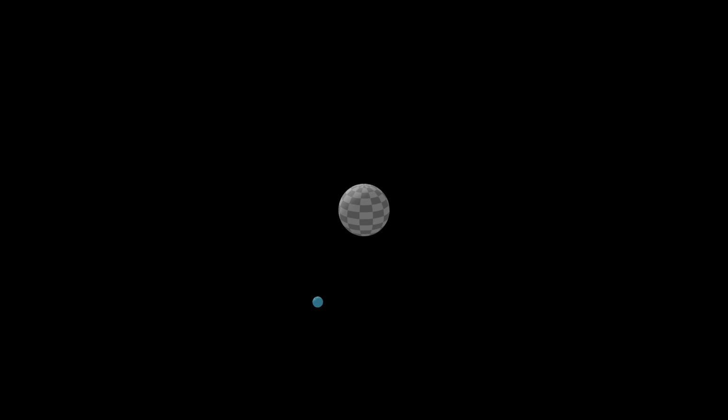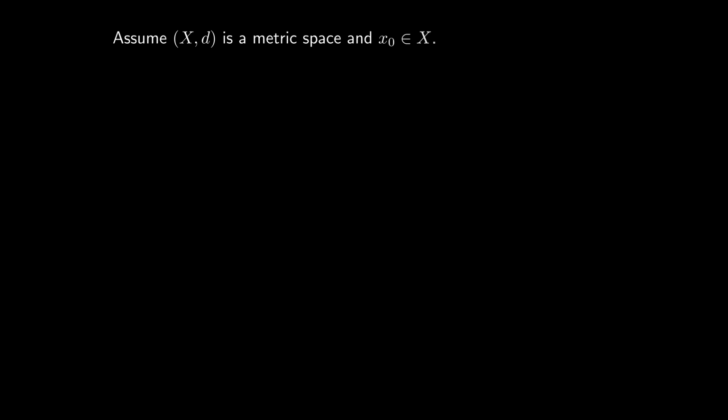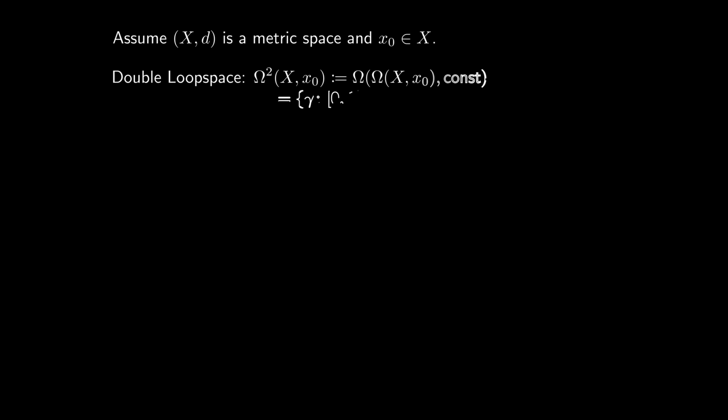The animations we've been thinking about are loops of loops, so let's try writing that down. I'll still assume X is a metric space for convenience with some base point x naught. Then remember we had the loop space omega of X comma x naught, which was itself a metric space. So let's do it again. Take the loop space of the loop space. So that'll be our definition of the double loop space, written as omega squared.